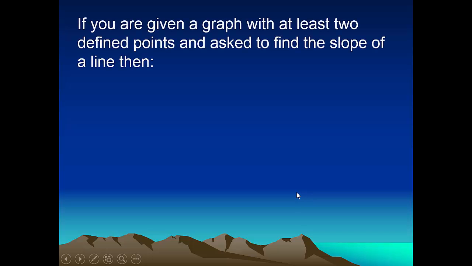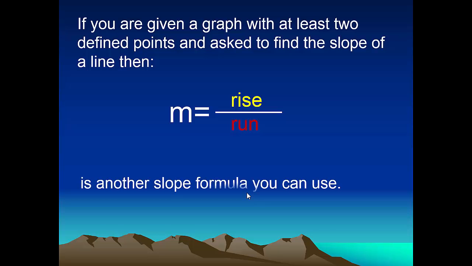Now, if you are given a graph of at least 2 defined points and asked to find the slope of a line, then you should use rise over run. Typically, rise over run is much easier to do than the regular slope formula that we were looking at, and is also considered to be another slope formula that you can use.